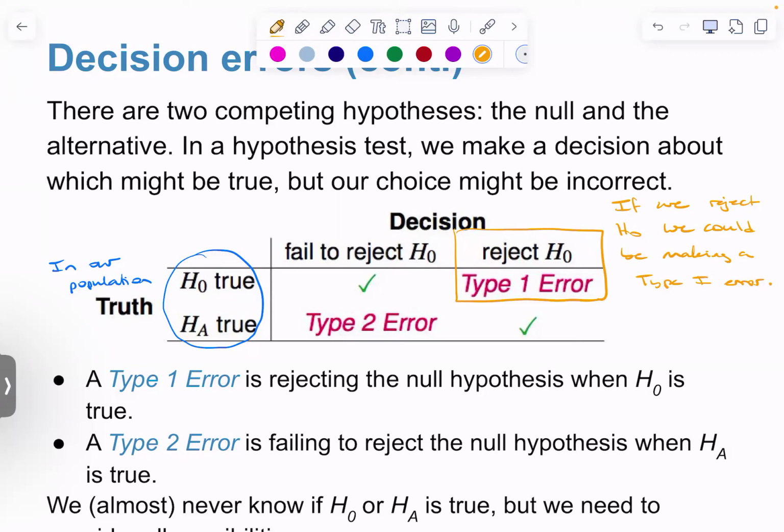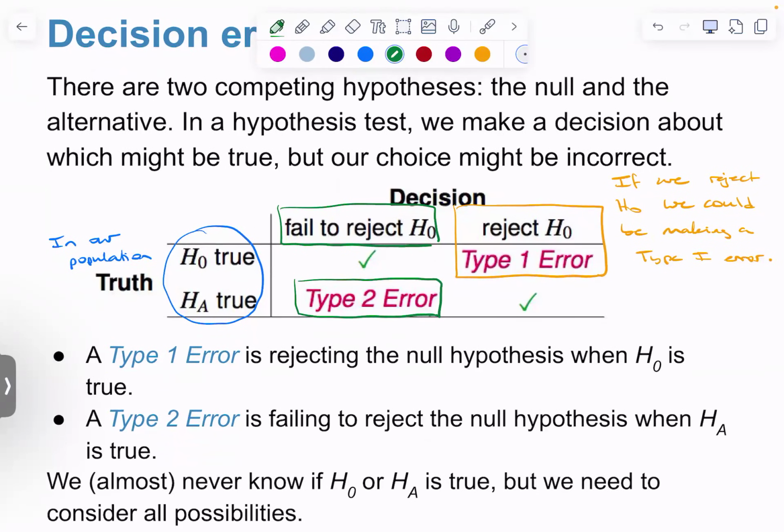Whereas if we fail to reject H naught when we should have rejected H naught, right? When HA is true, then I'm making a type 2 error. But notice, depending on my decision, there's only one type of error that I could make, right?